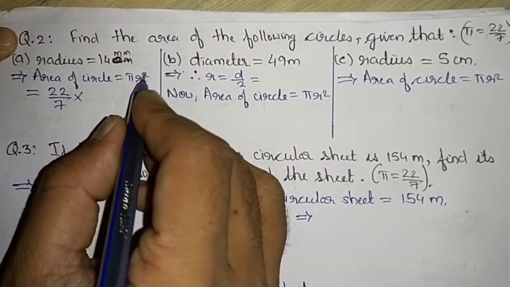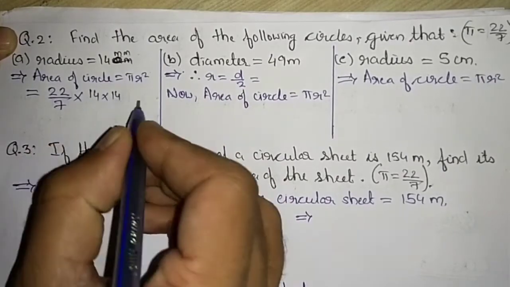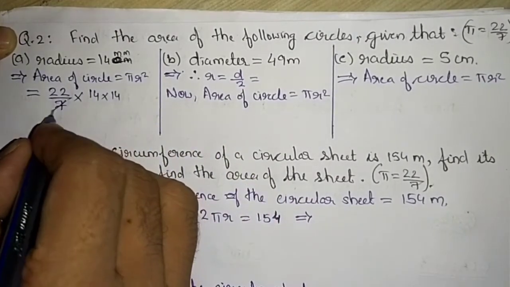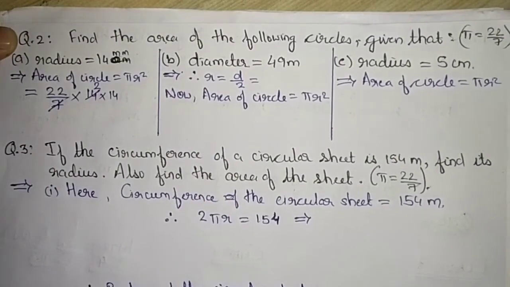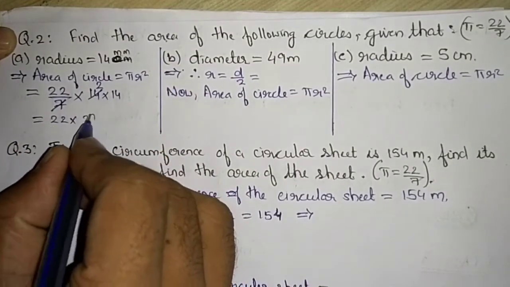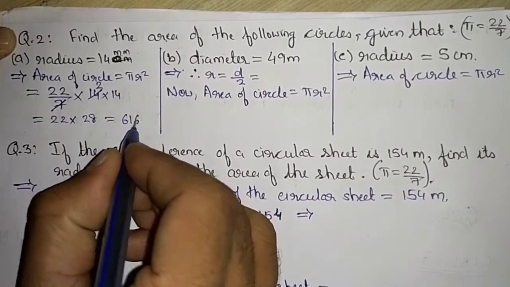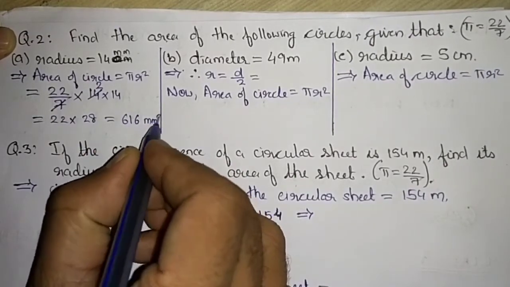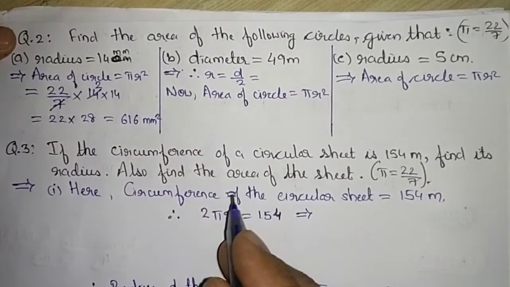R square, that means r into r, and what is r? 14. So I will write 14 into 14. 7 ones are 7, 7 twos are 14. So I will get 22 into 28, which when I calculate I will get 616 millimeter square, because it is in millimeter, so area will be millimeter square.